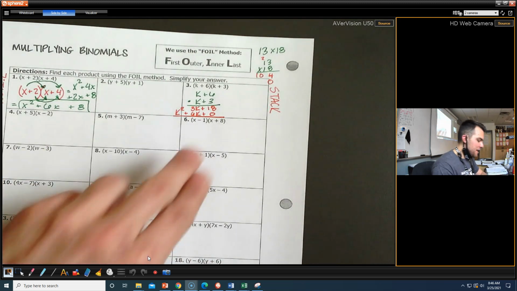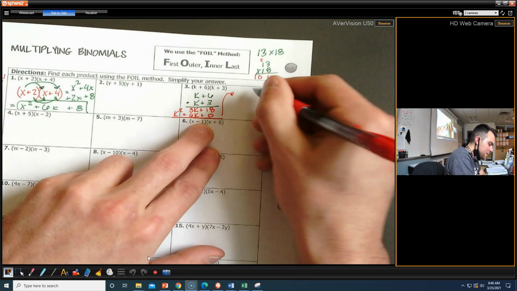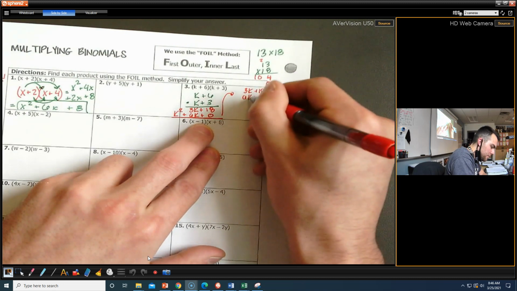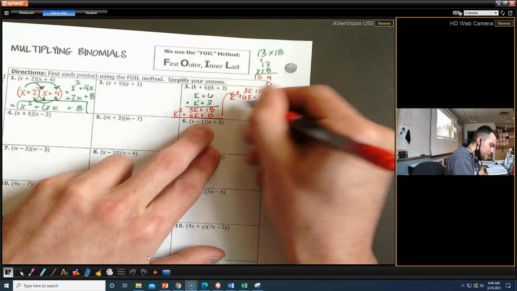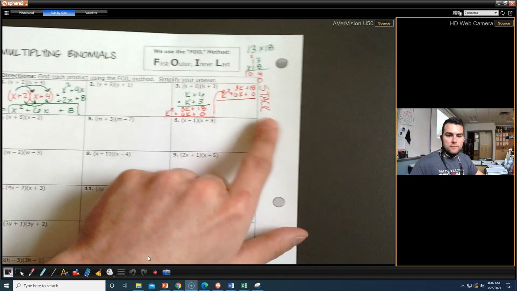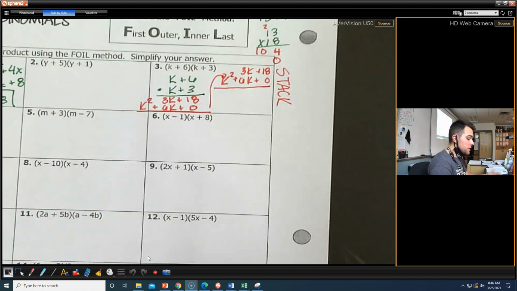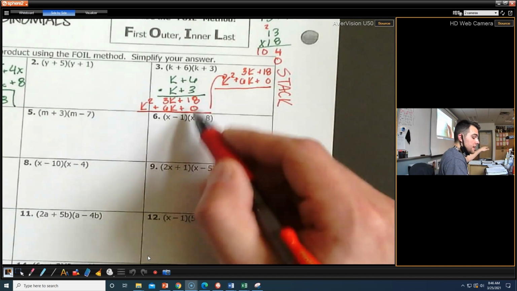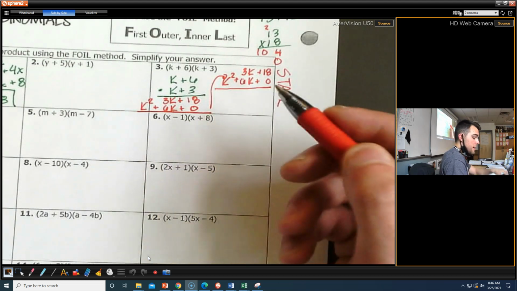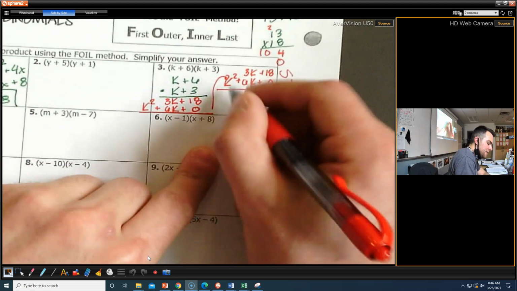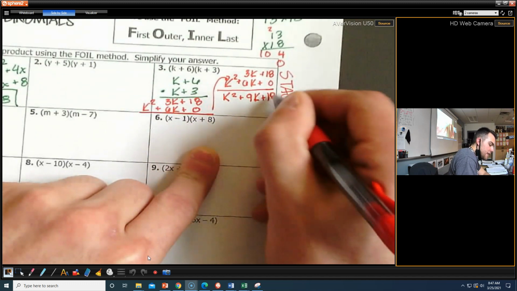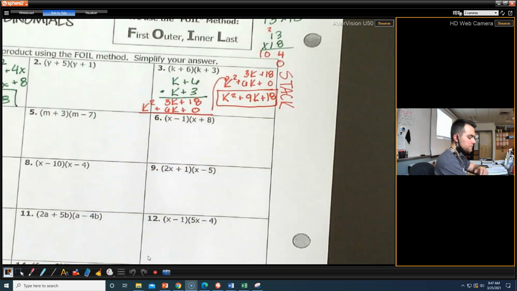Now, I kind of ran out of room here, so I'll move this guy up here. I apologize for that. I'm just moving it up here, okay? The stack method. If you notice doing it this way, all the like terms are already lined up, right? I just drew a line to take this up here so I have room, okay? So I'm going to add these. I'm going to do k squared plus 9k plus 18, and that would be my answer for that guy.